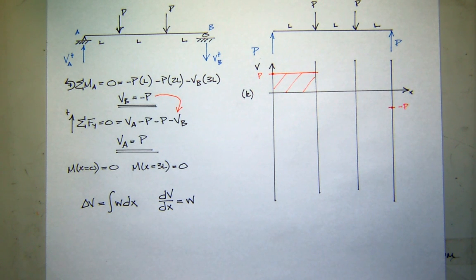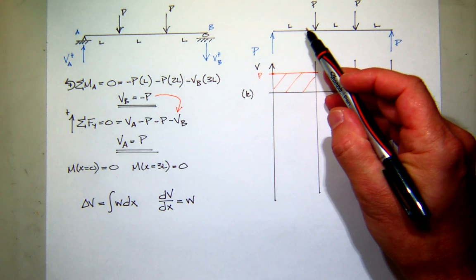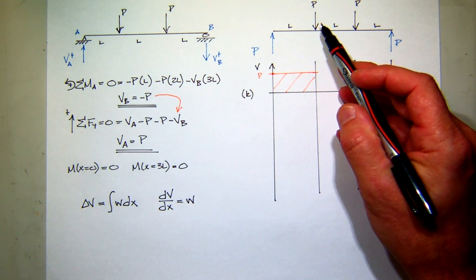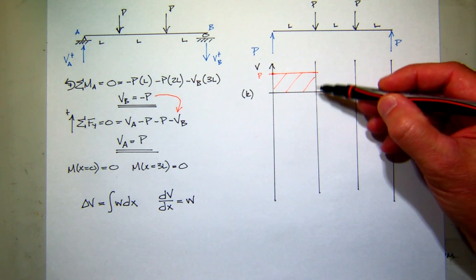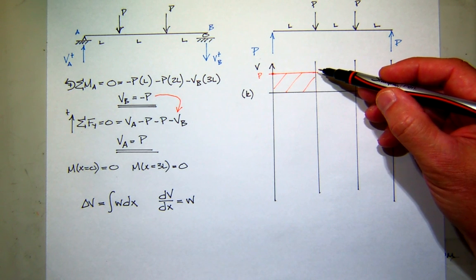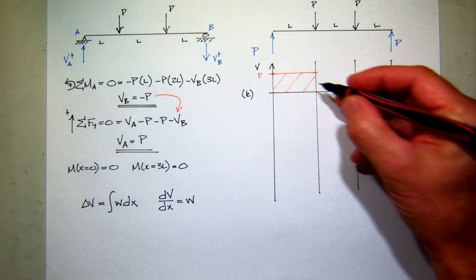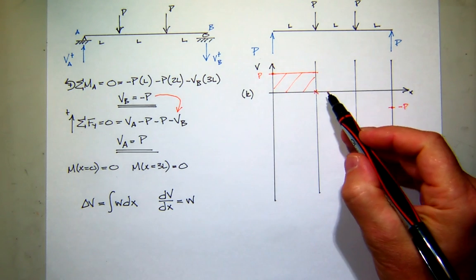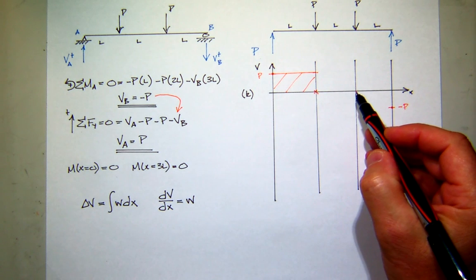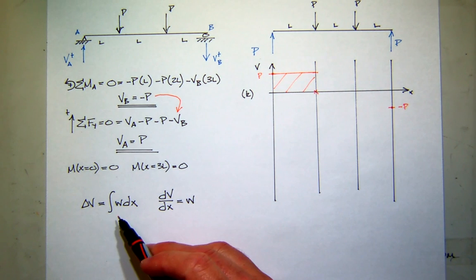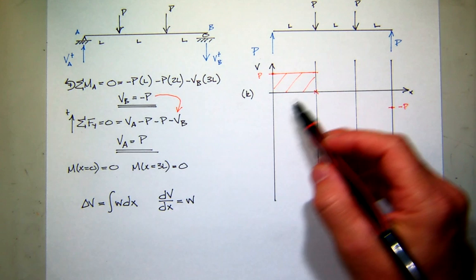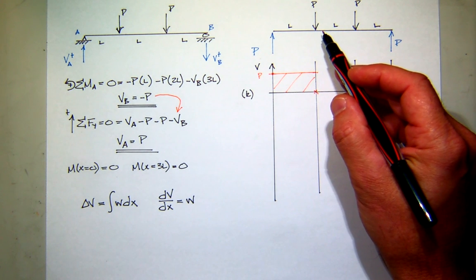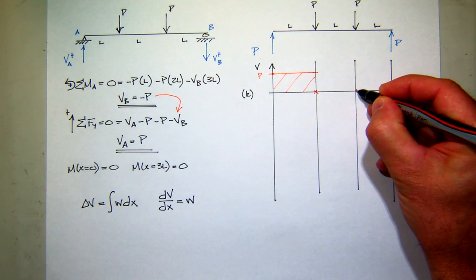So far, so good? What happens now as I go from the left side to the right side and go under this negative force? What happens to my shear there? I'm at P. I should drop down to 0. What's the change in shear from L to 2L? According to my relationship, it should be the area under the load diagram. What's the area under the load diagram from L to 2L? 0, so there should be no change. It should stay 0.